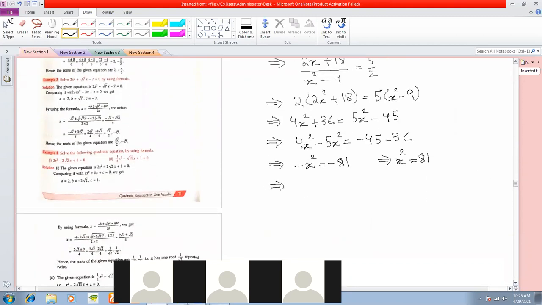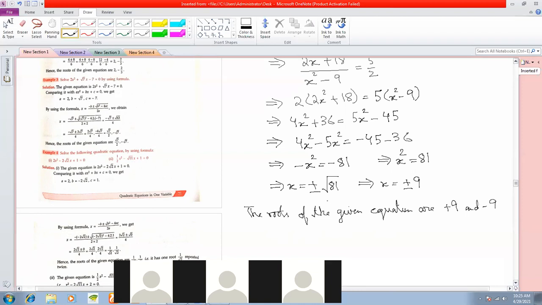That means you will get x is equal to plus or minus square root of 81. That means x is equal to plus or minus 9. So those are the roots. Therefore, the roots of the equation are plus 9 and minus 9. That's it. Okay. So I'll stop here since the time is over.